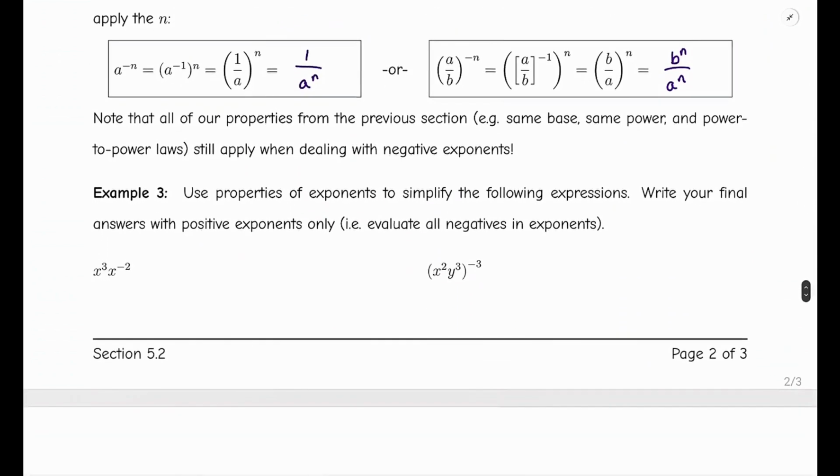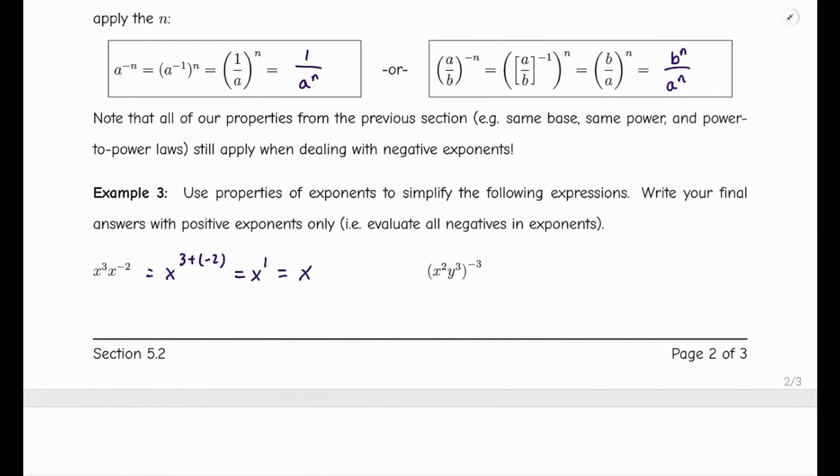Example 3. Use properties of exponents to simplify the following expressions. Write your final answers with positive exponents only, i.e., evaluate all negative exponents. So we have x cubed times x to the negative second first. Well, I'm going to use my same base laws to add the exponents. So that's x to the 3 plus negative 2, which is x to the first, which is just x.